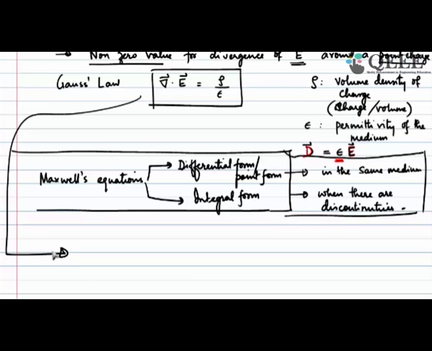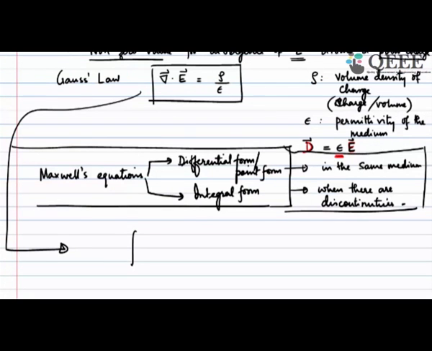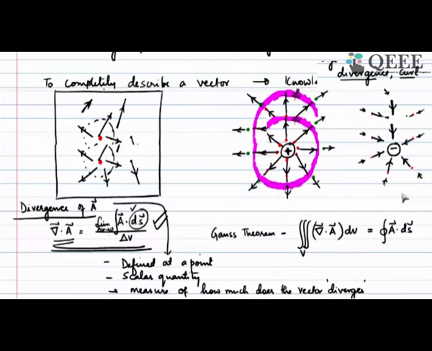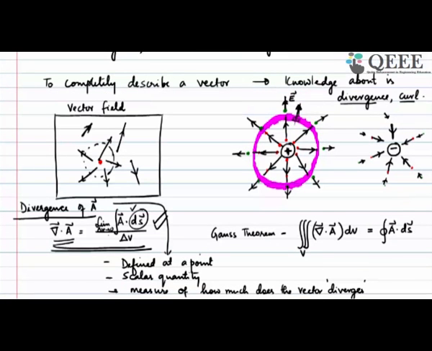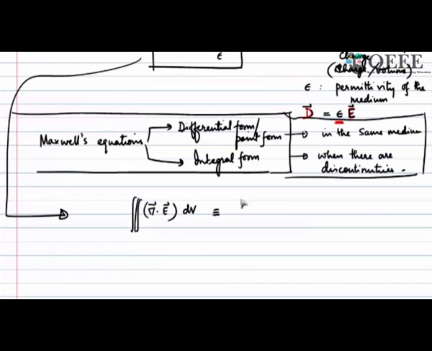And corresponding to this differential form, the integral form comes from the Gauss's divergence theorem. Suppose I take a volume integral of this equation, that is del dot E dV. So I am taking an arbitrary volume which is bounded by a surface S, just like how I have shown in this pink line. So this is the volume integral.